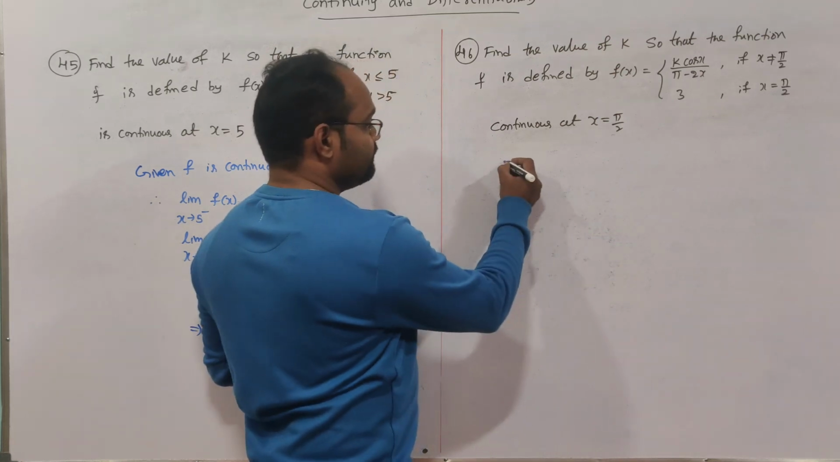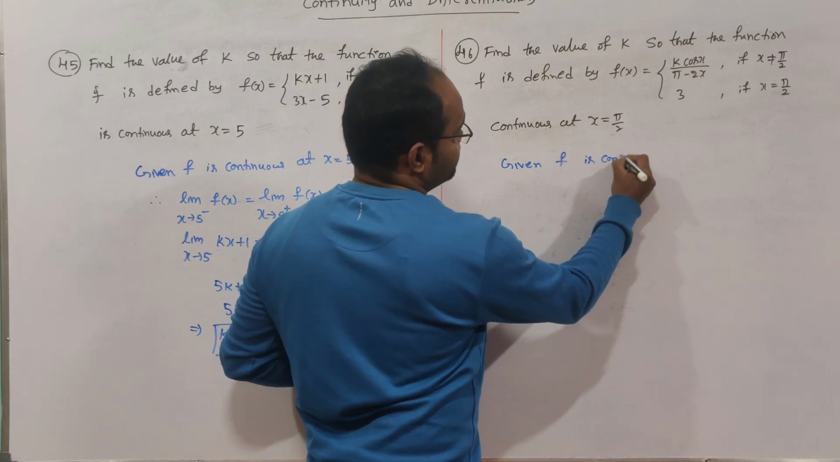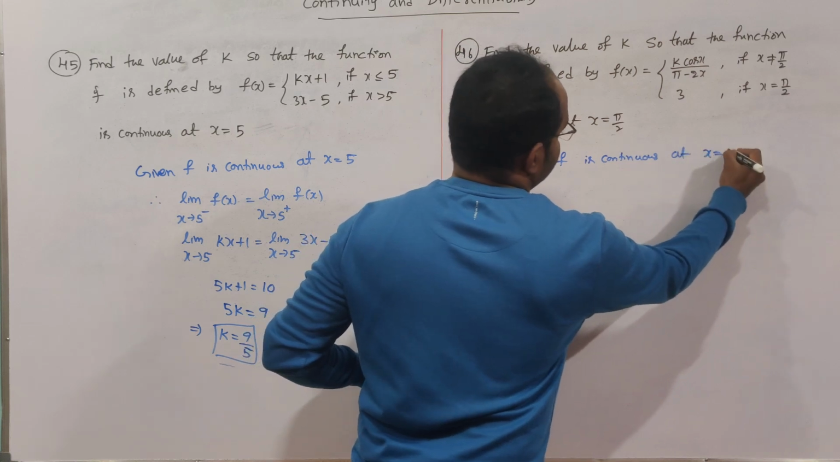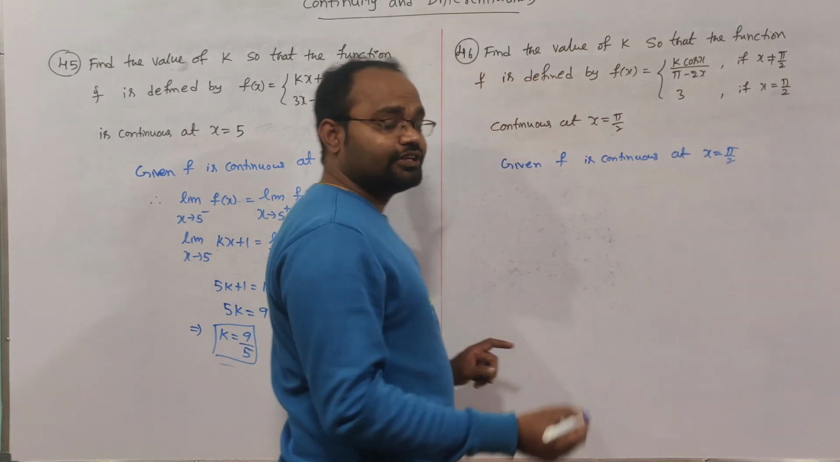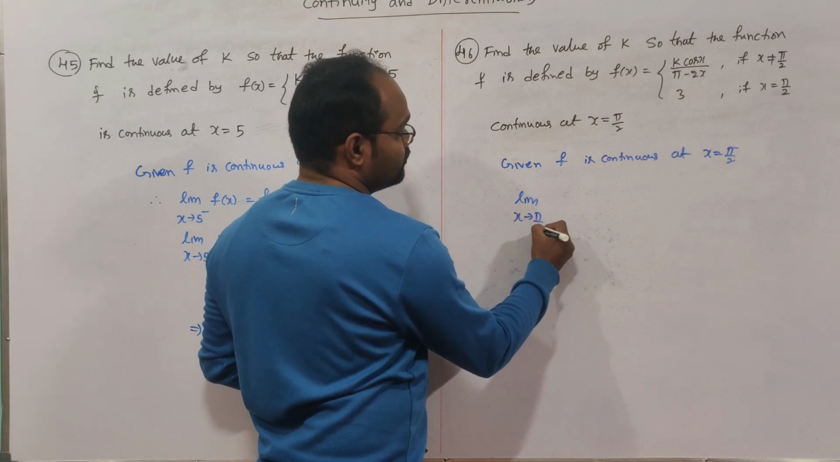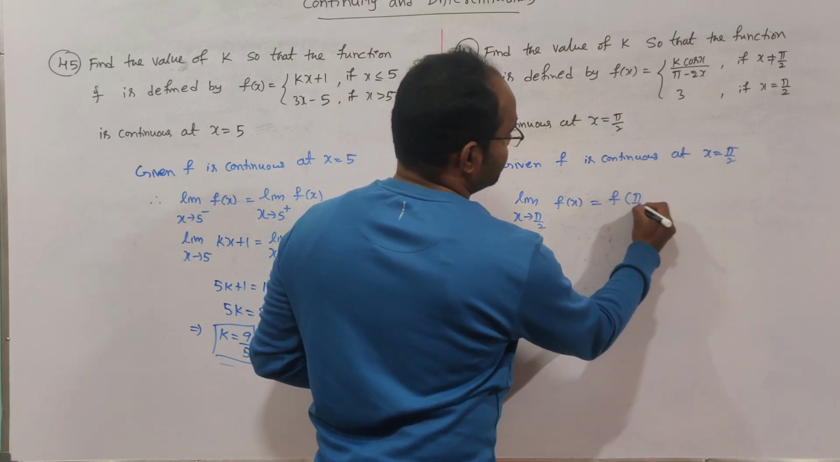So given f is continuous at x is equal to pi by 2, so therefore the another definition ಏನು, limiting value, limit as x tends to pi by 2 f of x should be equal to functional value at that point.